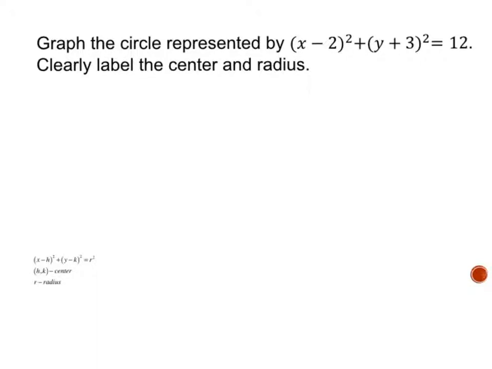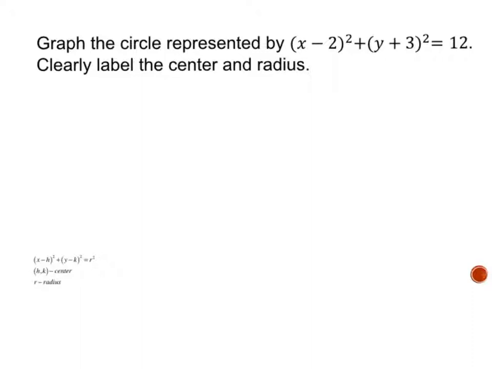In our next example, we were asked to graph the circle represented by (x minus 2) squared plus (y plus 3) squared is equal to 12, and clearly label the center and the radius. So again, if you have an idea of how to do this problem, why don't you hit pause and give it a try, and then you can hit play and see how you did.